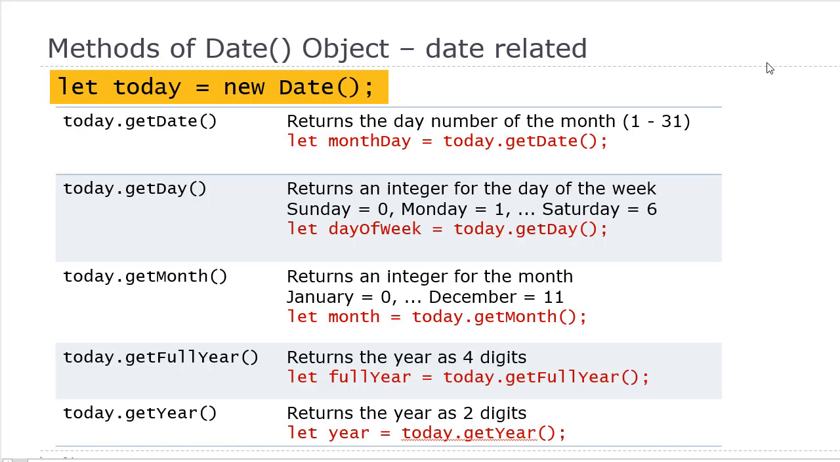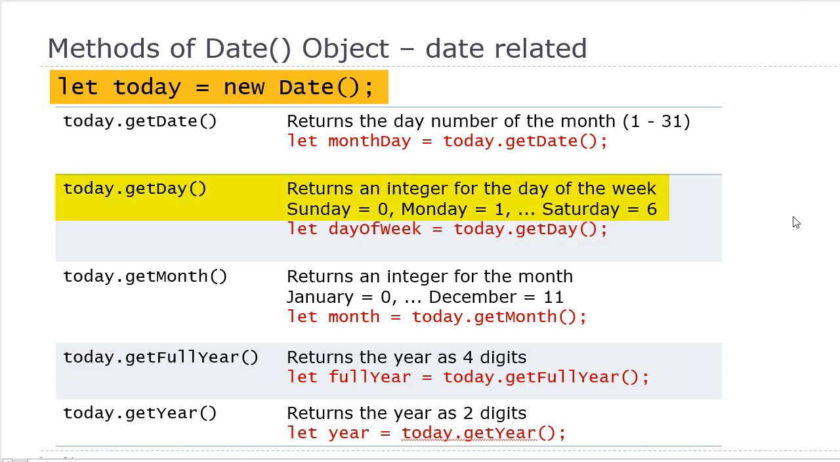So let's take a look at the methods of the date object. In order to access the methods, you first need to create the instance of the date object, which we have here, and it is stored in the variable today. So if I were to use today.getDate, it would return the day number of the month, for example, 1 to 31. I can also set that in a variable, let monthDay equal today.getDate, and I can use that variable.